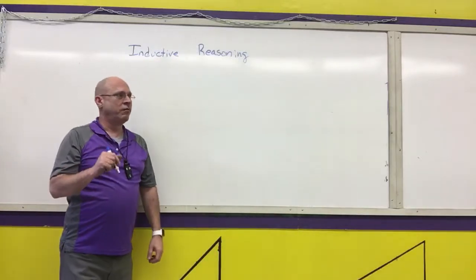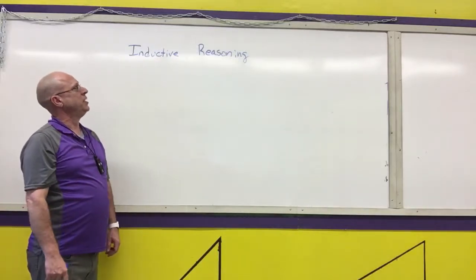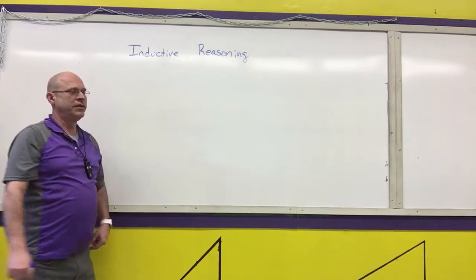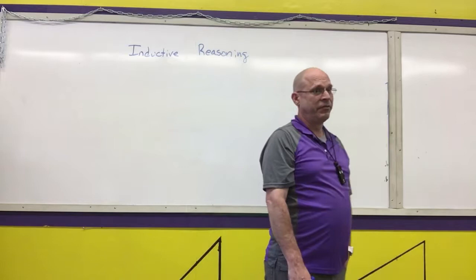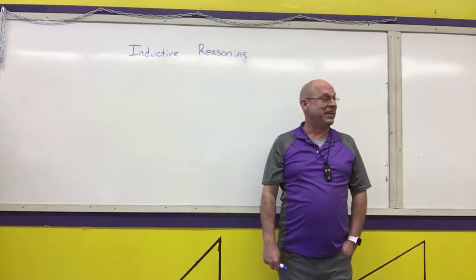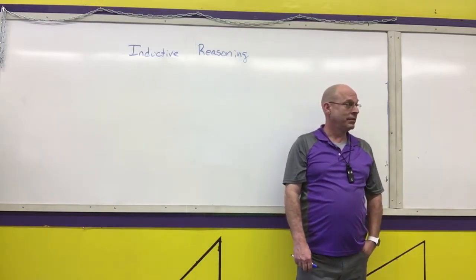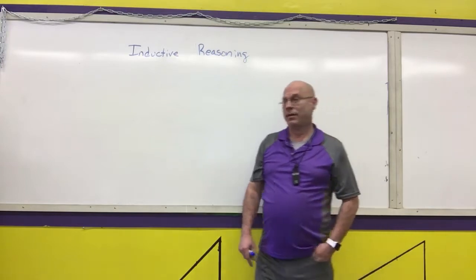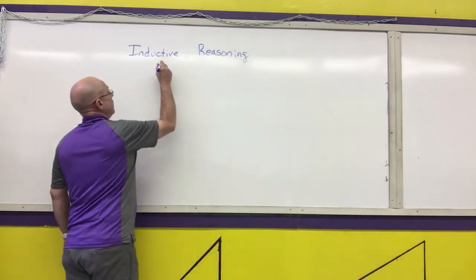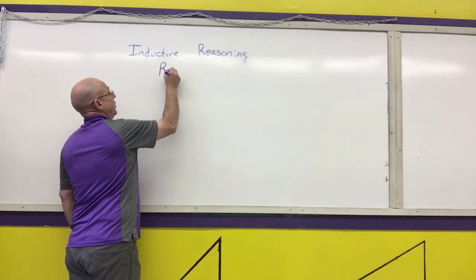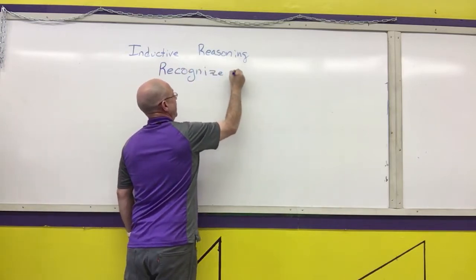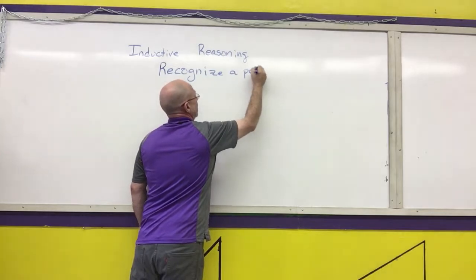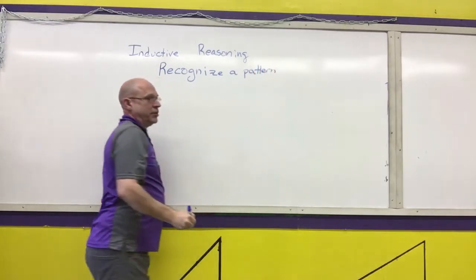Okay, chapter 2, we're going to learn about two different types of reasoning. The first type of reasoning is inductive reasoning. From your reading last night, can somebody refresh my mind of what inductive reasoning is? Inductive reasoning we find out by trying to recognize a pattern. Okay, so it's all pattern recognition.